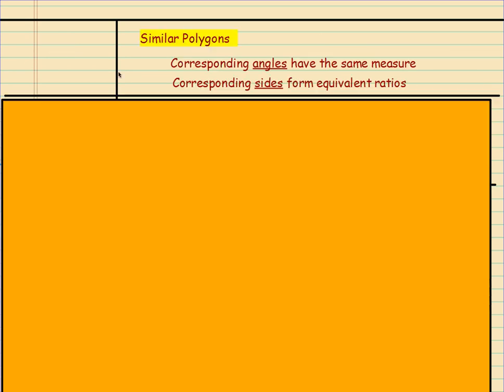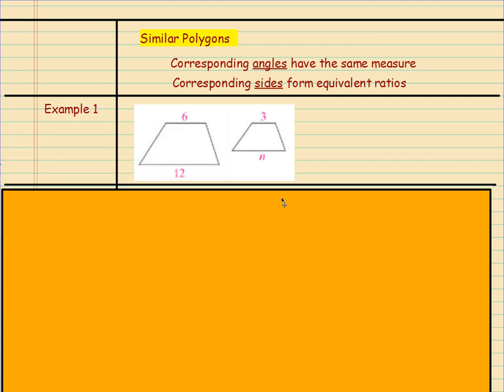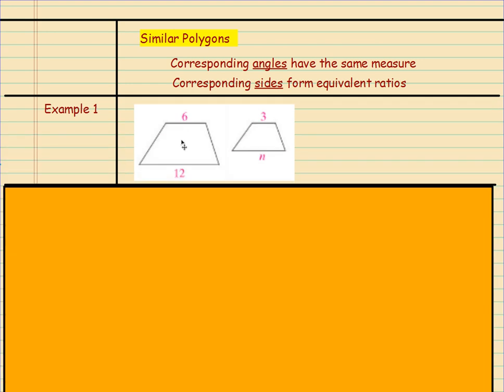The second thing that I mentioned is that corresponding sides form equivalent ratios. And what this means is that we can write proportions based on the sides. Now let's look at this example. This side is corresponding to this side. This side here is corresponding to this side. So what we can write is a proportion.